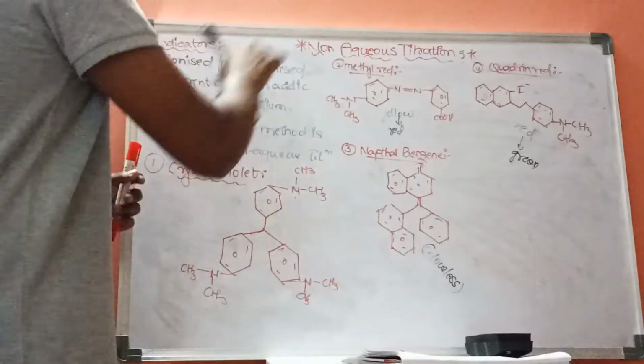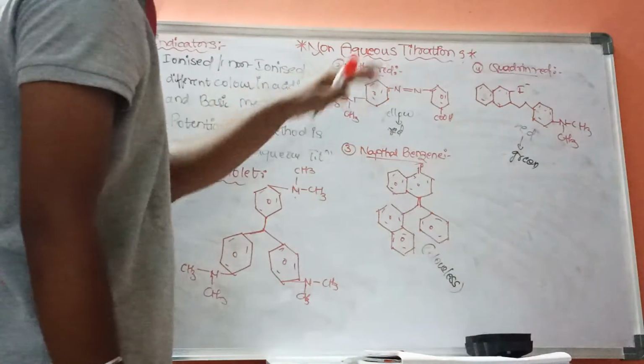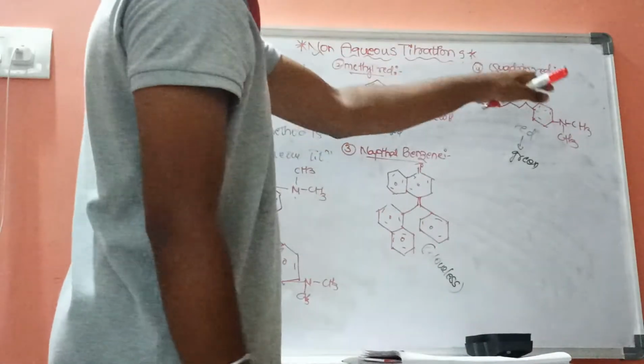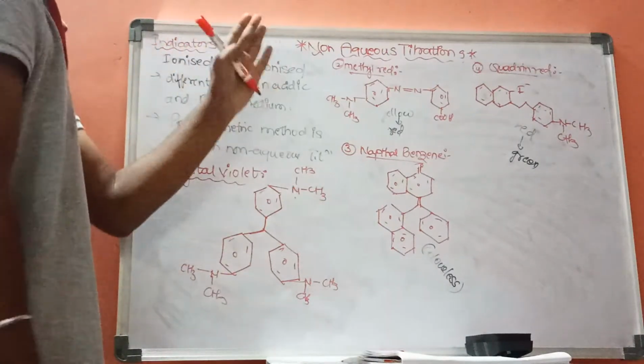These are the indicators which are used in non-aqueous titration: crystal violet, methyl red, naphthol benzene, and quadrant red. These are the four types of indicators which are used in non-aqueous titrations.